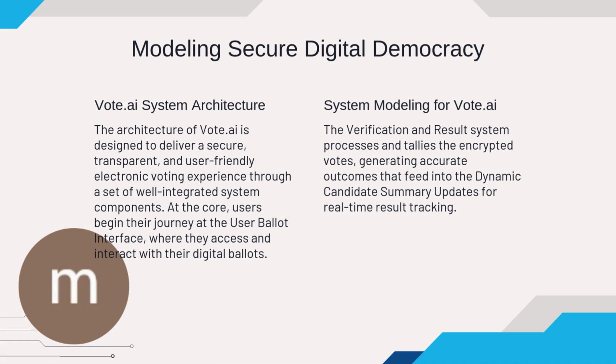Our system is composed of well integrated components. It starts with the user ballot interface, which is where users interact with the ballot content. On the back end, we've implemented a verification resource system that tallies encrypted votes and feeds directly into the dynamic candidate summary engine. This model allows for real time updates, maintaining both speed and accuracy while ensuring every vote counts and is properly counted.